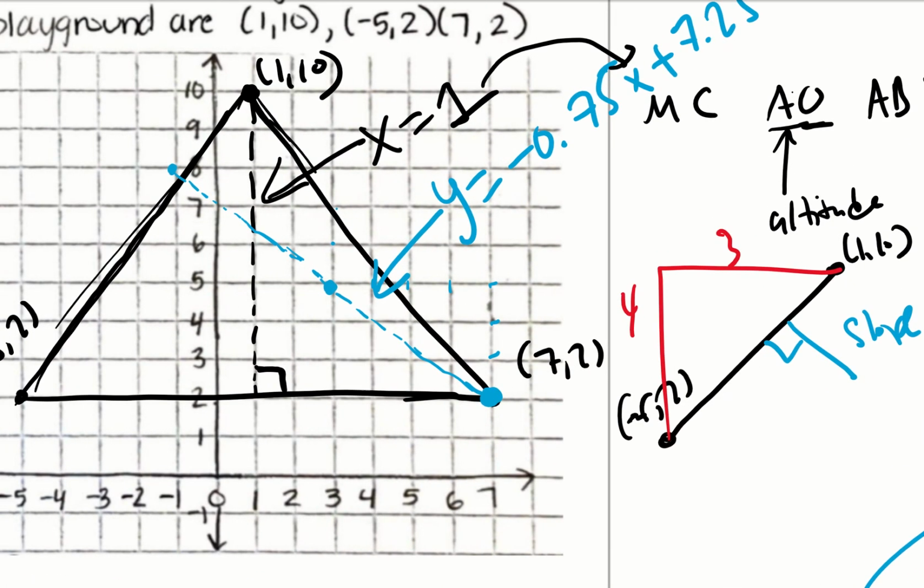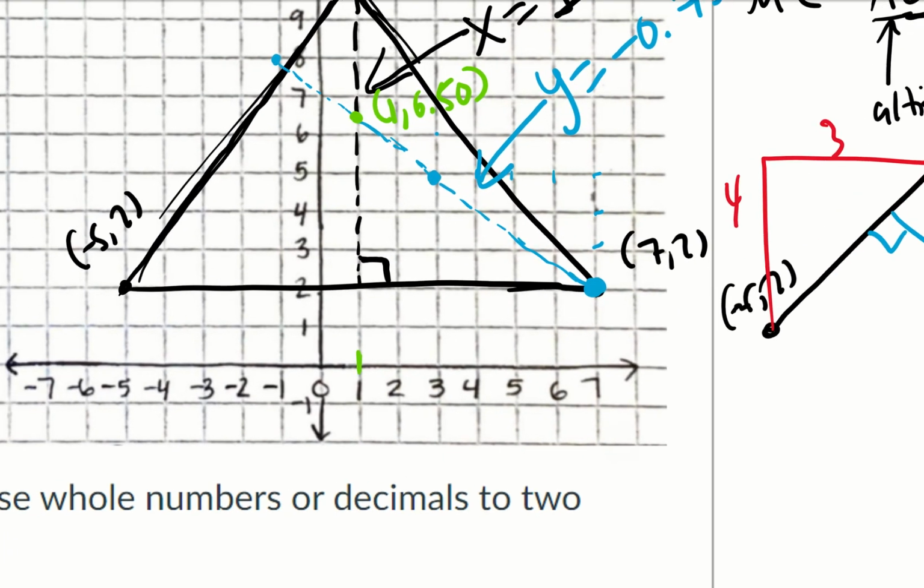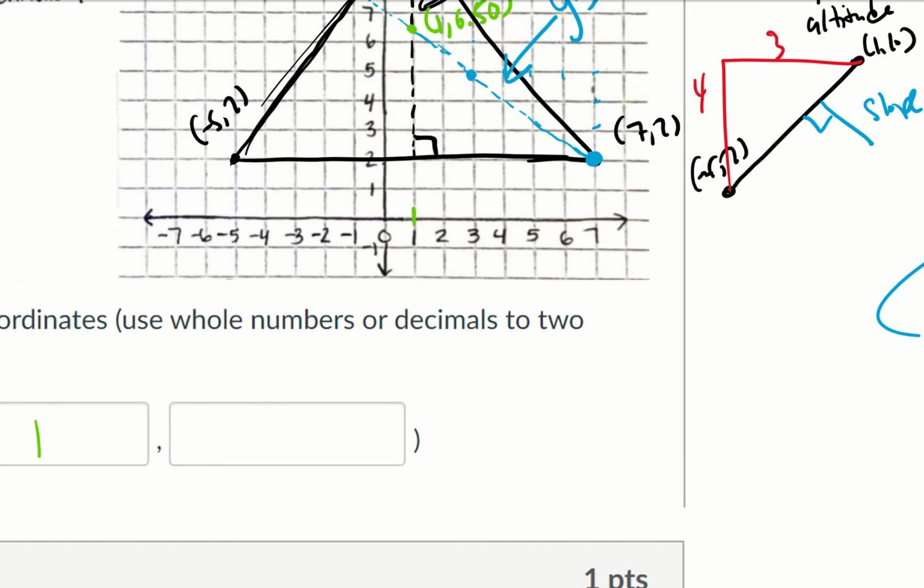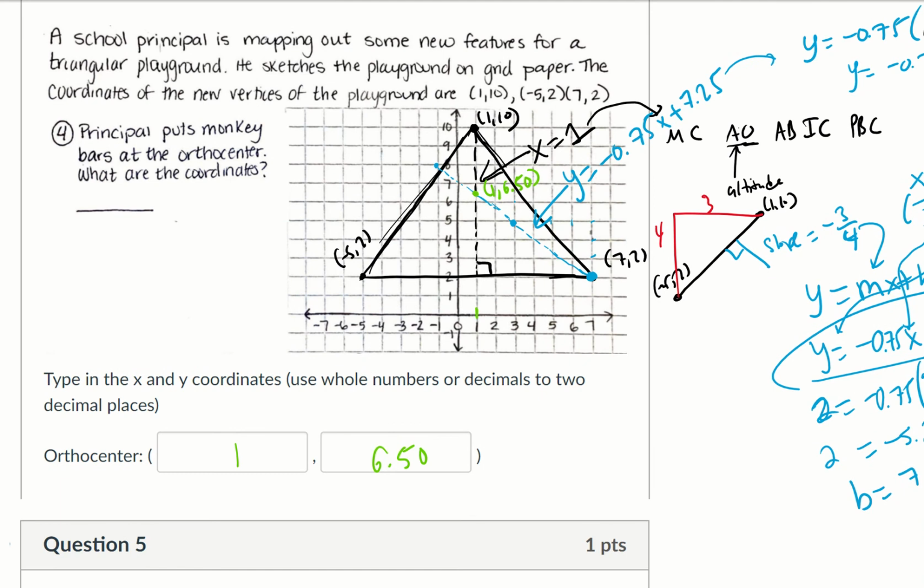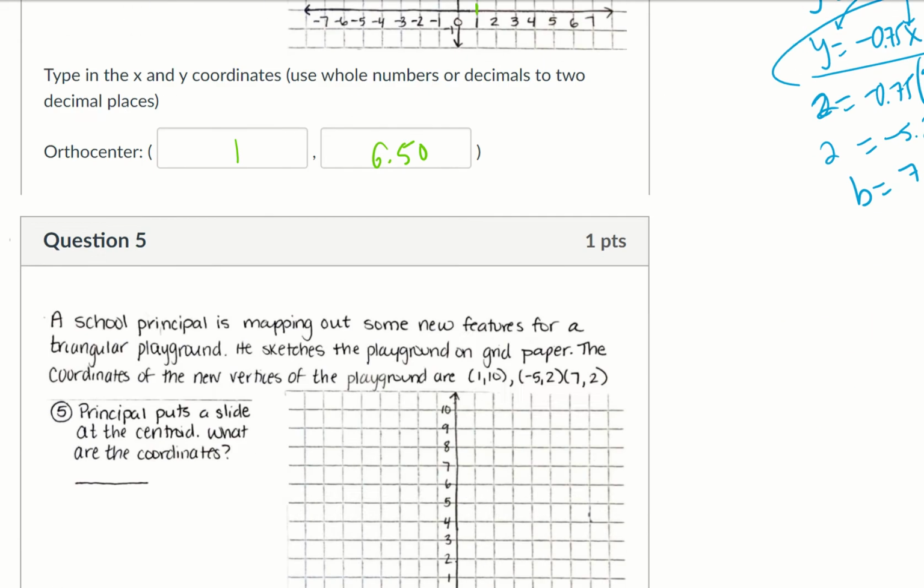So the coordinates here, where they cross, is x equals 1, which makes sense because it's right there, and 6.50. And that makes sense because it's halfway between the 6 and the 7. So we know we're doing this correctly. So we got our coordinates, 1, 6.50. All right. And that is it. So if I were to draw another altitude from here, it would also cross that point. All right, so that's number 4.